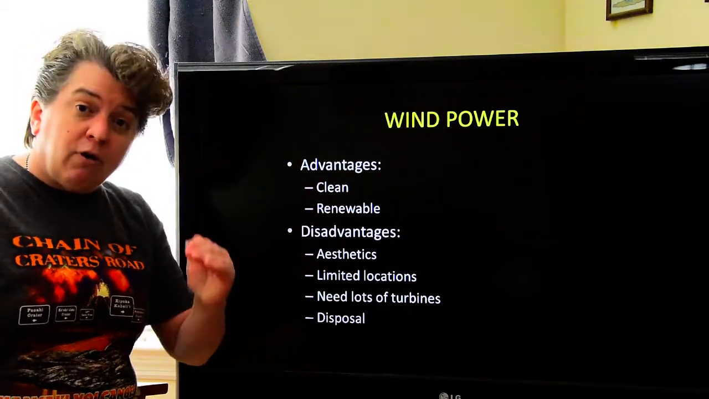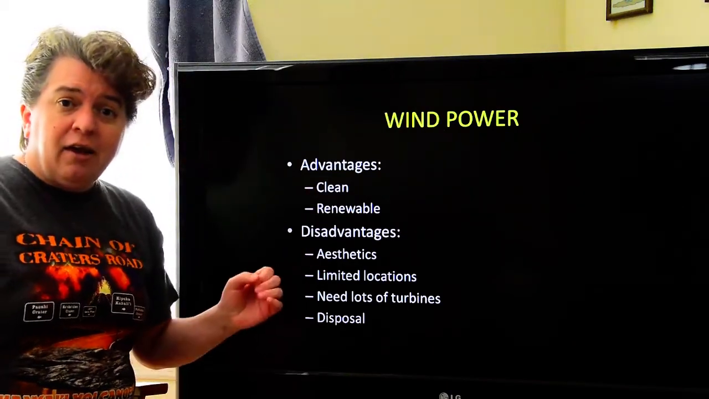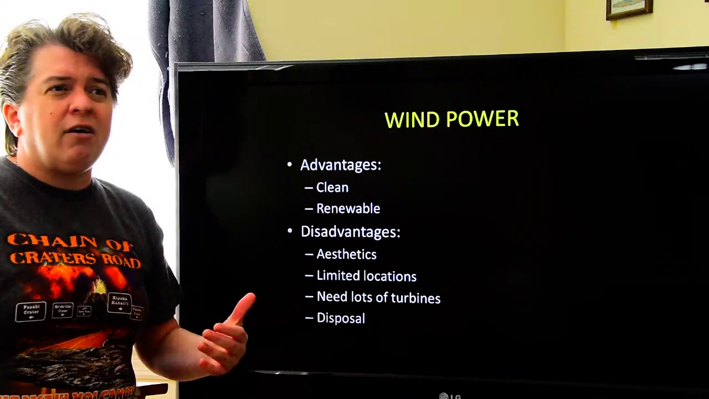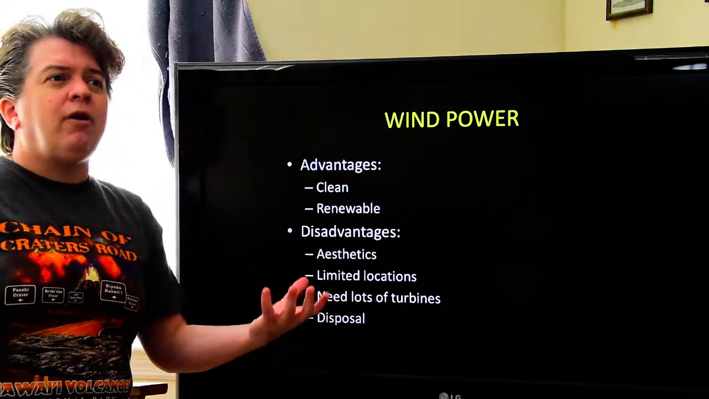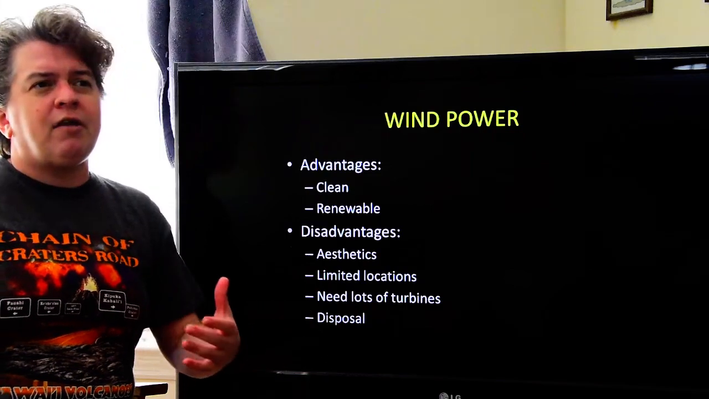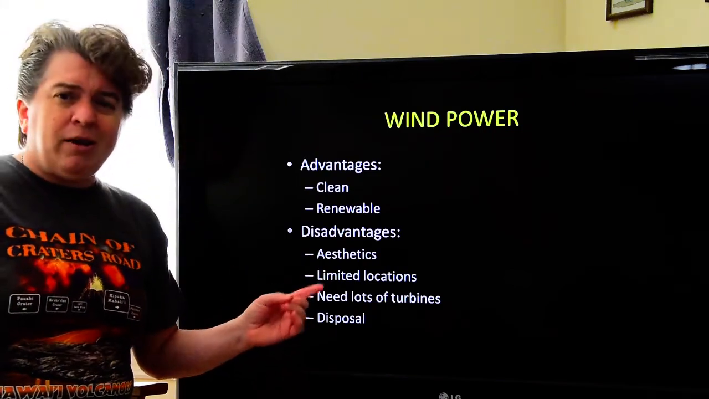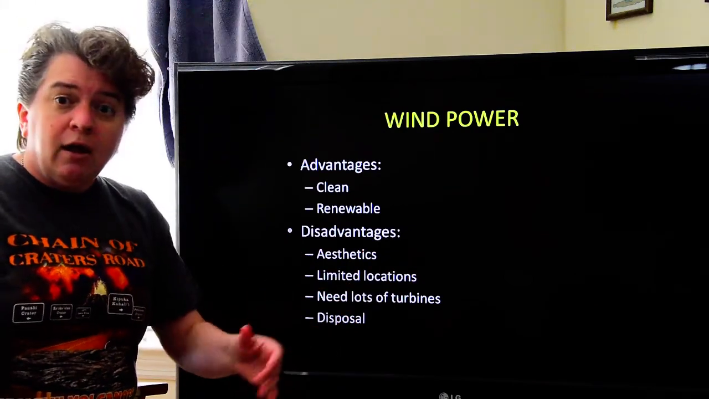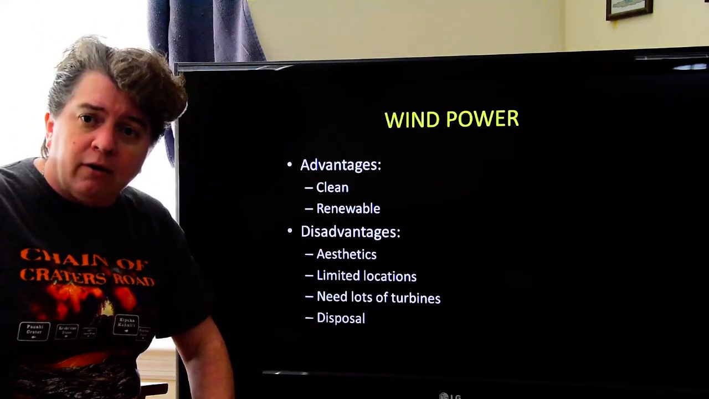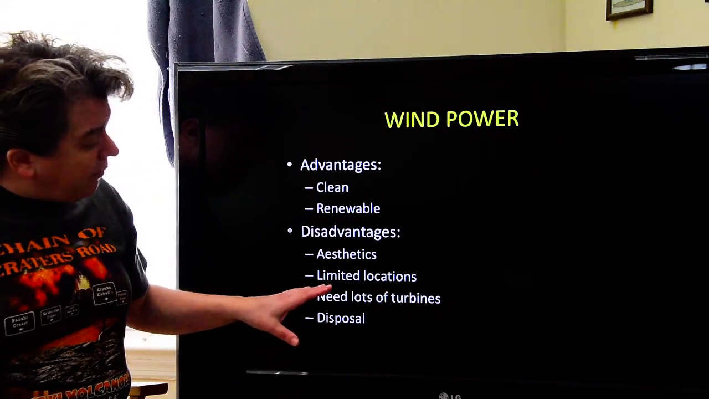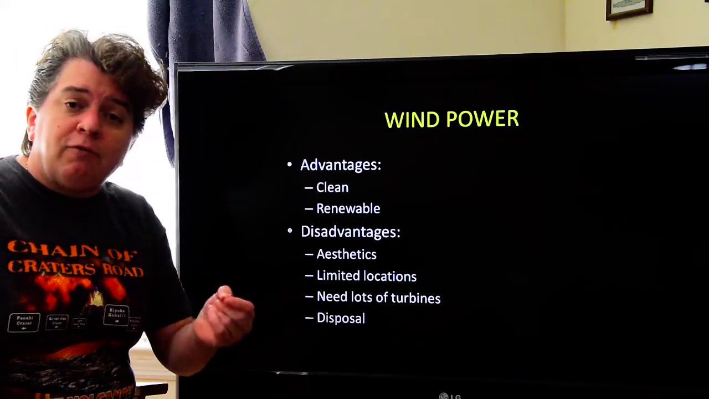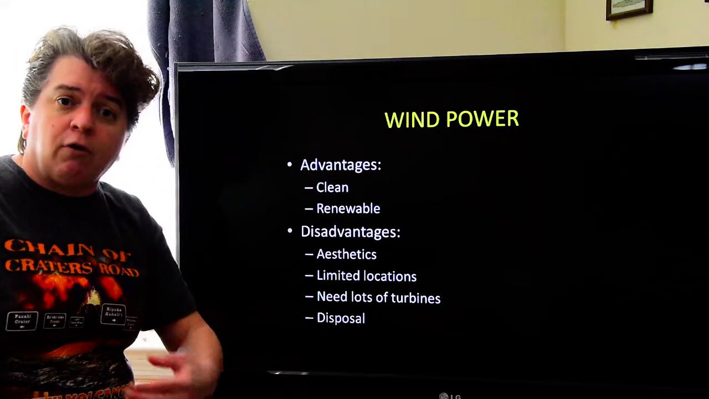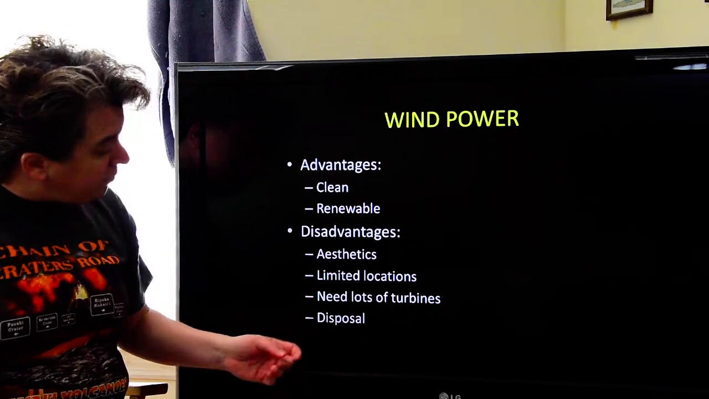However, there are drawbacks again. There's aesthetics. Aesthetics is like how things look. Again, if you have this beautiful mountainous area that's just absolutely breathtaking, you're probably not going to want to stick wind turbines all over it, right? Because we do still want to have some beauty in the world. There's limited locations. You definitely need places where you have strong enough and steady enough winds.